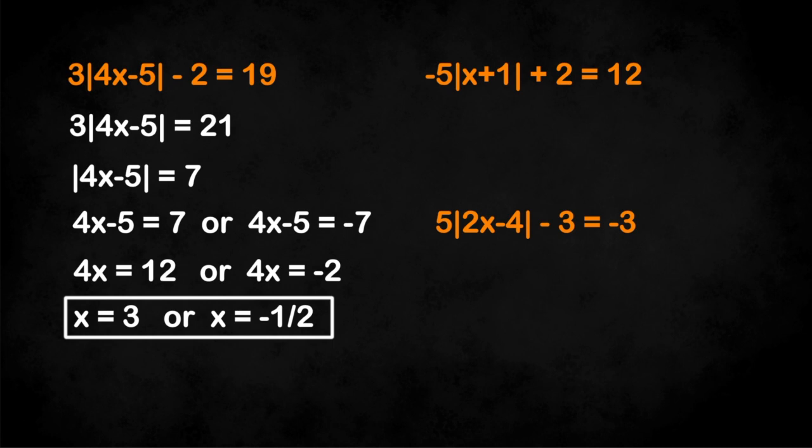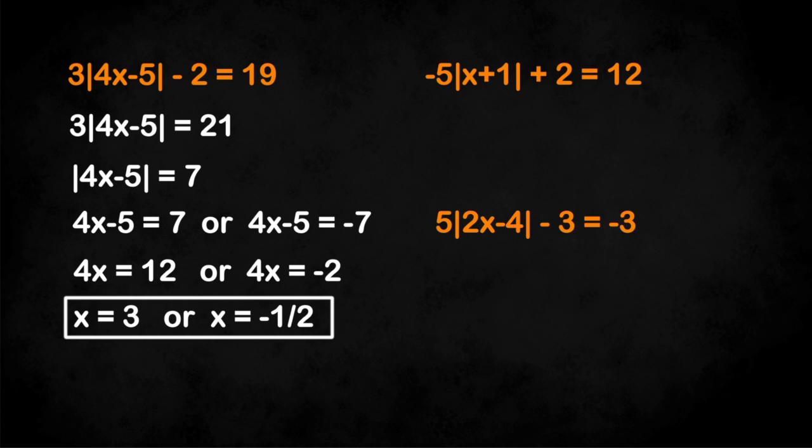Now, absolute value equations will not always have two solutions. When the absolute value expression is equal to a negative number, there is no solution because absolute value is never negative. When the absolute value is equal to 0, there is a single solution because 0 is its own opposite. Here are two examples of such cases.